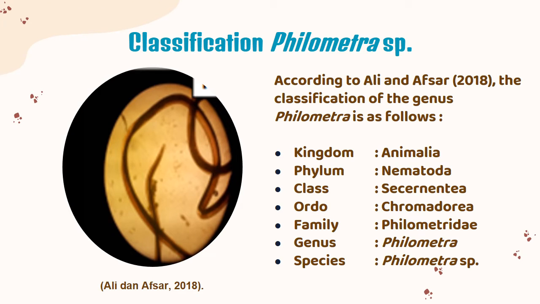Philometra sp. Classification of Philometra sp. According to Ali and Afsar 2018, the classification of the genus Philometra is as follows. Kingdom Animalia, Phylum Nematoda, Class Secernentea, Ordo Chromadorea, Family Philometridae, Genus Philometra, Species Philometra sp. This is a picture of Philometra sp. from Ali and Afsar 2018.